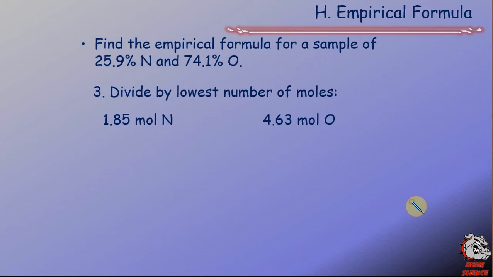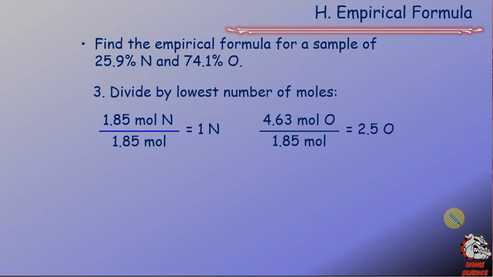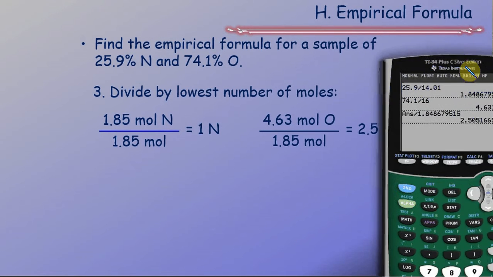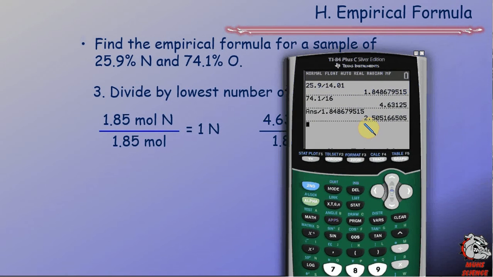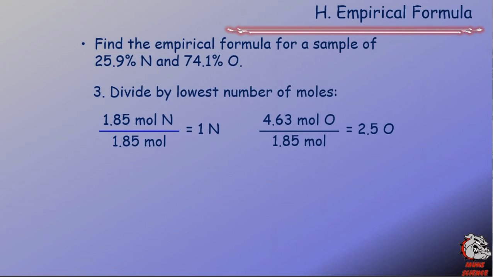Step 3, you're going to divide by the smallest number of moles. And so the smallest number of moles is nitrogen, 1.85. So you're going to divide everything by 1.85. Well, what you're doing is you're setting nitrogen equal to 1. For every 1 mole of nitrogen, how many oxygens do you need? And when you do this, you should get about 2.5. Now, it's not going to be exact. I'll show you the calculation here on the calculator. It comes to about 2.505. Okay, we're going to round these off to more reasonable numbers. We're just going to call it 2.5.